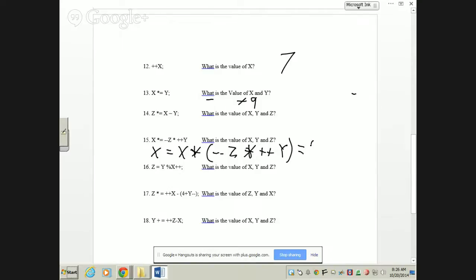X is 6 times, that's minus minus z, so that becomes 10 times, and we increment y by 1, so that becomes 10. So we have x equals 6 times 10, which is 600. And y and z are both 10.